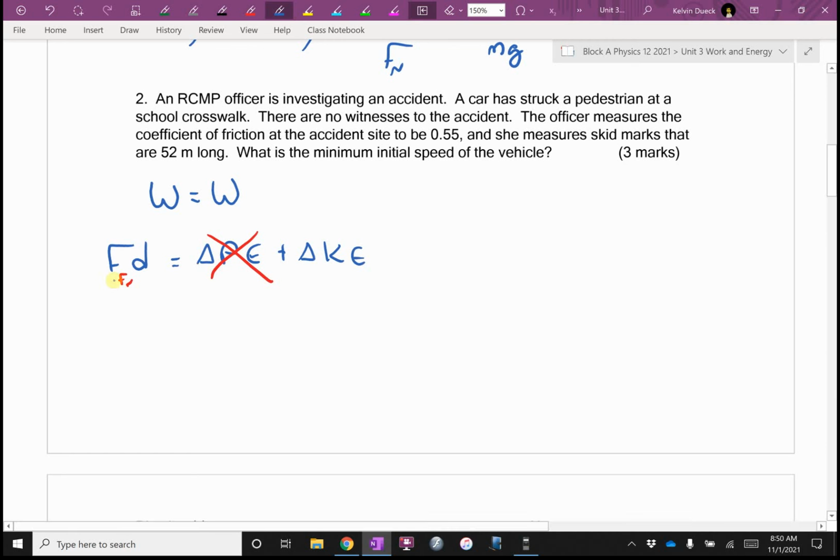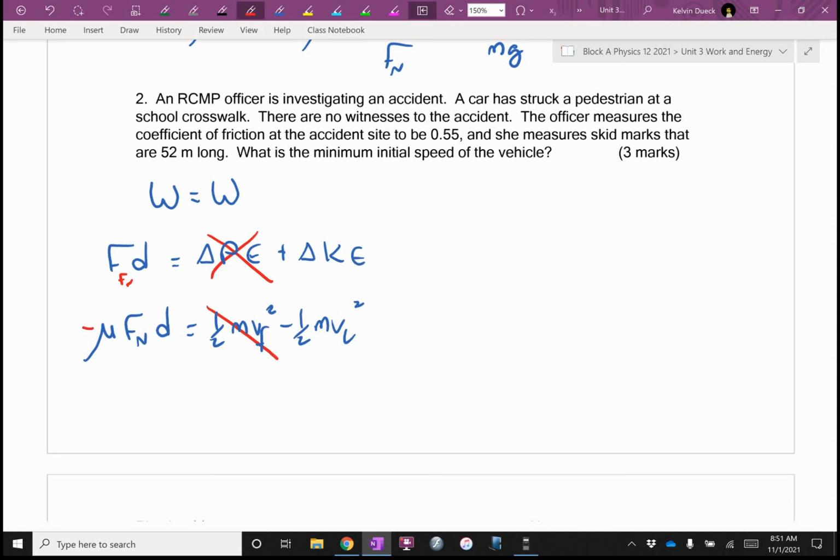Okay. This is going to be mu times the normal force times distance equals a half mv final squared minus a half v initial squared. V final is 0. And technically this is negative because the force and the distance are acting in opposite directions. I'm going to start dropping my negatives now and just make everything positive, and that's one of the reasons it says speed, not velocity. We're not going to be fussy about direction here.